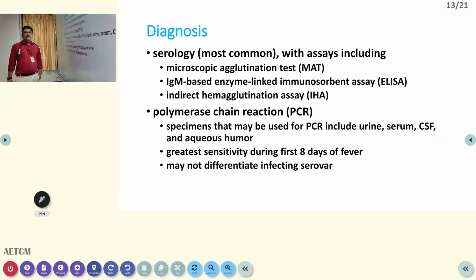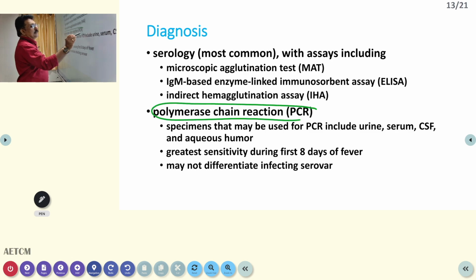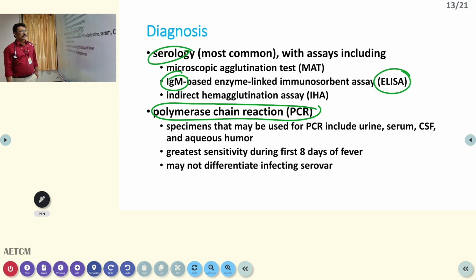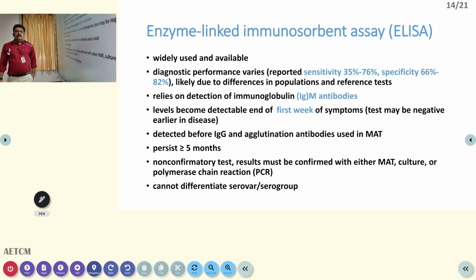One of the important tests we do in the first week of the disease is polymerase chain reaction, that is PCR, which picks up the disease very fast. And from the second week onwards, you can go for serology. IgM ELISA is the most important investigation we do in the second week. It has a sensitivity of 35 to 76% and a specificity of 69%. IgG also can be positive in some patients, which can indicate a previous infection, but not an acute infection.